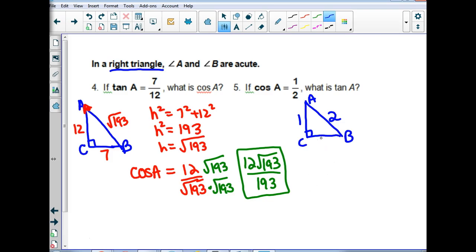I need to find the missing side down here. There's a couple of ways we could figure that out. I'll just call it x for the moment. x squared plus 1 squared equals 2 squared. That gives me x squared plus 1 is 4. Subtracting 1 from both sides gives me 3, and taking the square root gives me the missing side is the square root of 3.